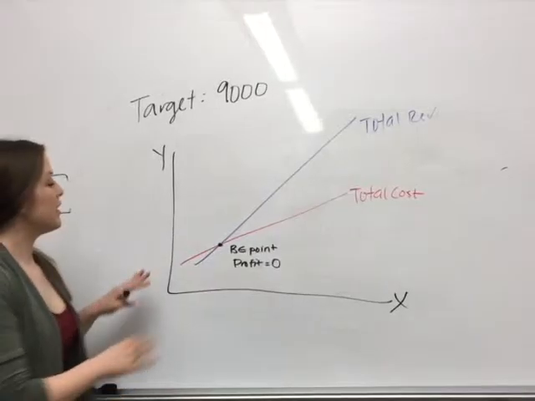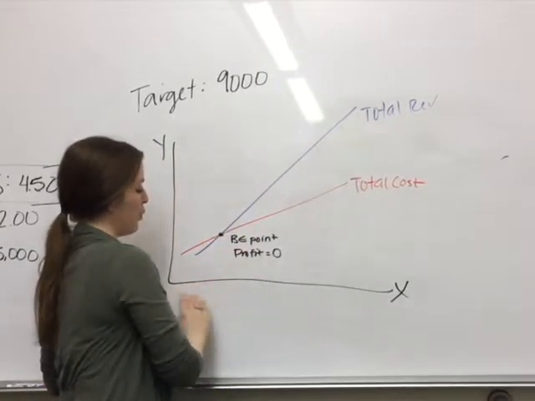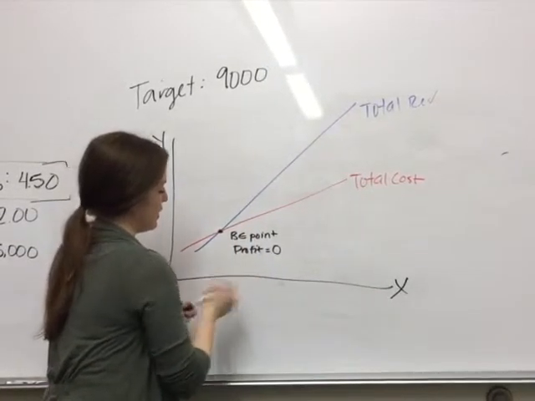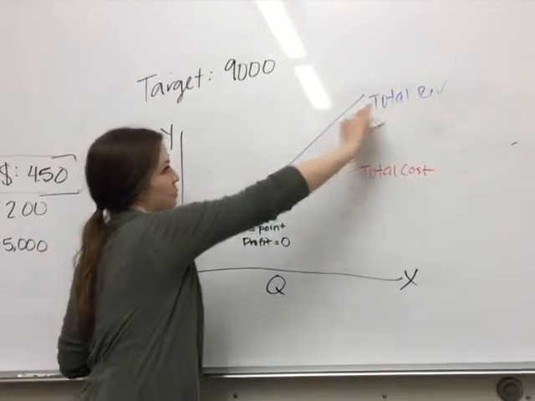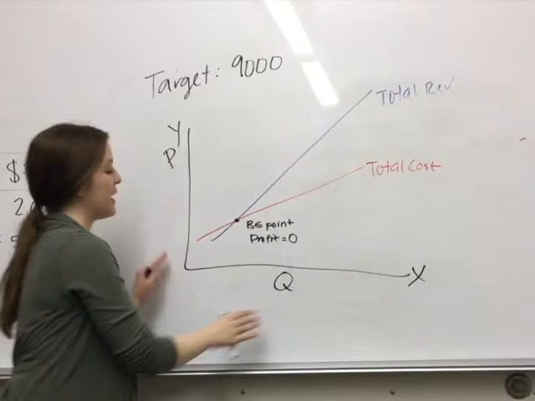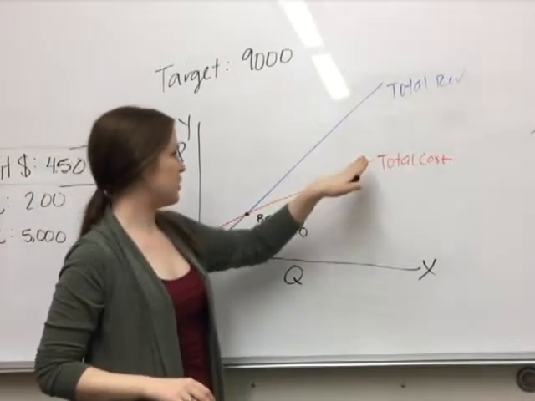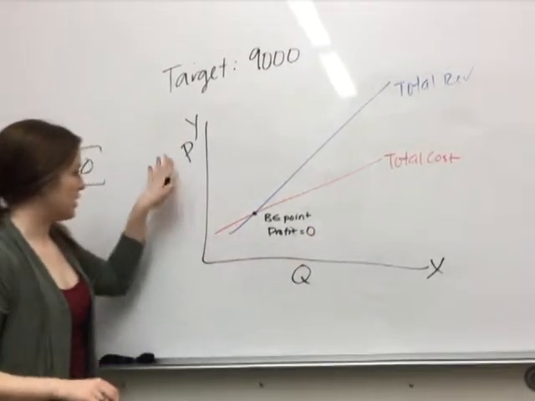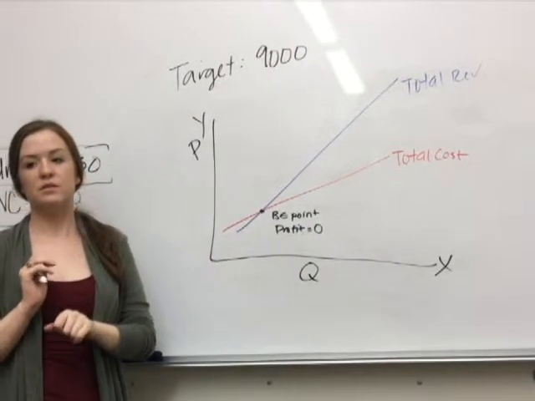So what does the middle line represent in that graph? The blue line is the total revenue line. This measures at what point, this is quantity, and this is price. So this is the rate at which we produce revenue based on quantity and our selling price. And this is the total cost based on quantity and selling price, and where they cross is the break-even point.